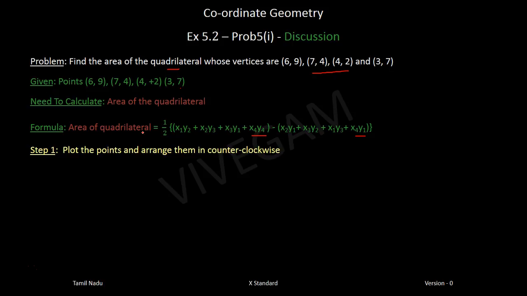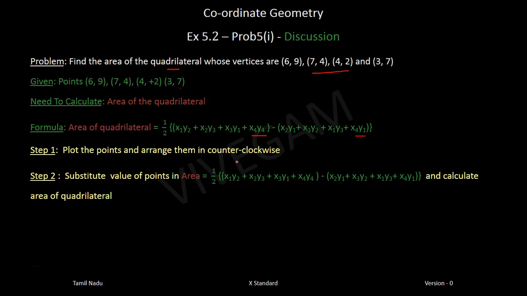So let's write the steps. Plot the points and arrange them in counterclockwise order. This is important. So you have to make a rough plot and select the points in the counterclockwise direction after drawing the figure of the quadrilateral. Then substitute the values of the points in this formula for the quadrilateral and calculate the area. Okay, great, simple, straightforward. Only this step is a little tricky. I'll show you how to do that. So pause the video and work this problem out on your own, and after doing it, please come back and check your working against our solution.